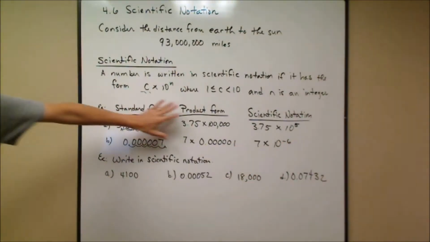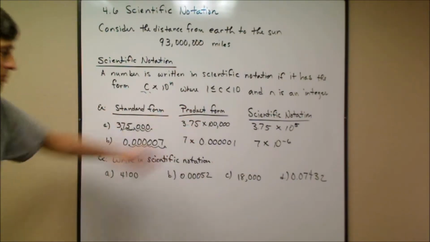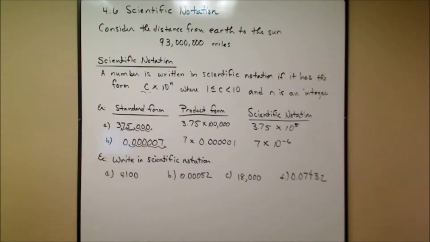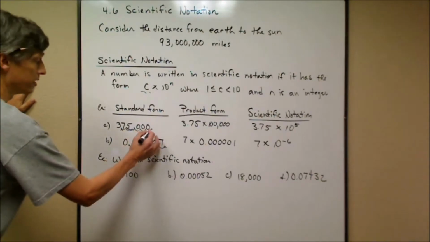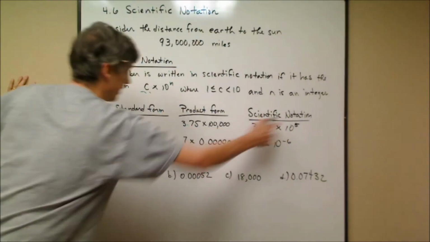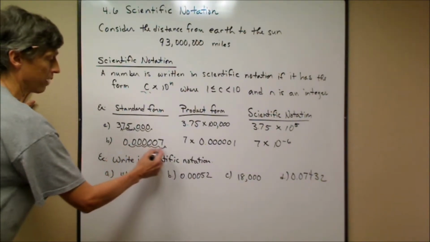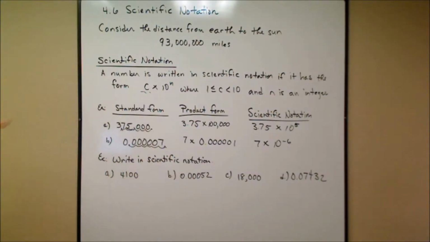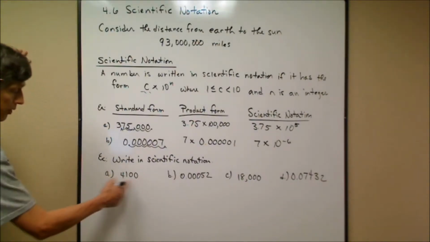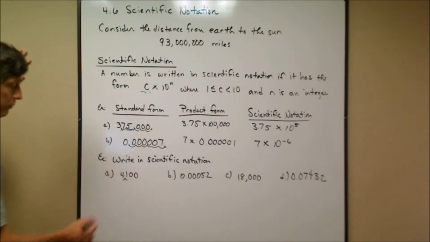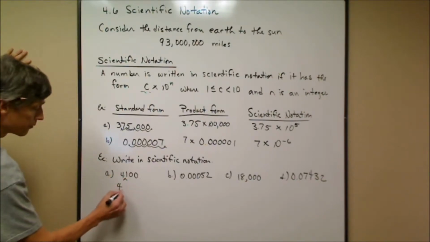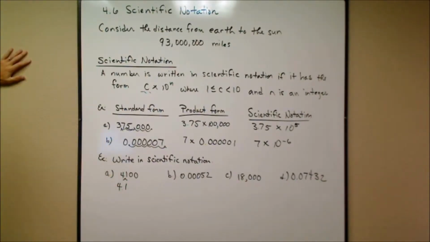Now, writing it in product form sometimes helps, and sometimes I think it does more harm than good. I remember this as a big number, positive exponent, a small number, negative exponent, and then just count the number of places that you'd have to move the decimal point to determine your exponent. Let's do that on these bottom 4 problems here. The decimal point would be right here. I'm going to have to move it between the 4 and the 1 to make that a number between 1 and 10.